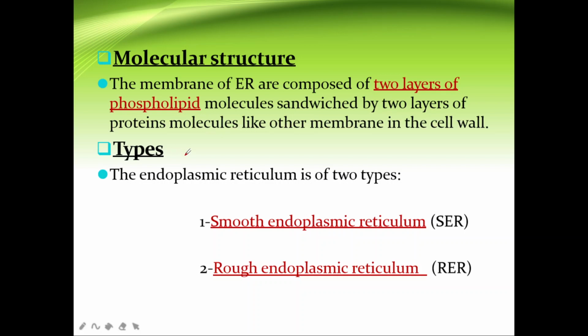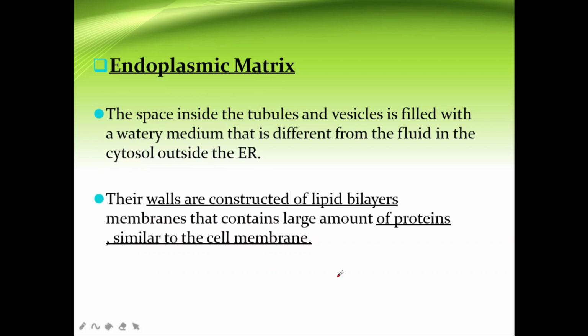The types of ER: smooth ER and rough ER, as I have explained previously in the previous slide, SER and RER. Now, endoplasmic matrix. This is the matrix. The space inside the tubules and vesicles is filled with a watery medium that is different from the fluid in the cytosol outside the ER. It is called endoplasmic matrix. Their walls are constructed of lipid bilayers, membranes that contain large amounts of proteins similar to the cell membrane.